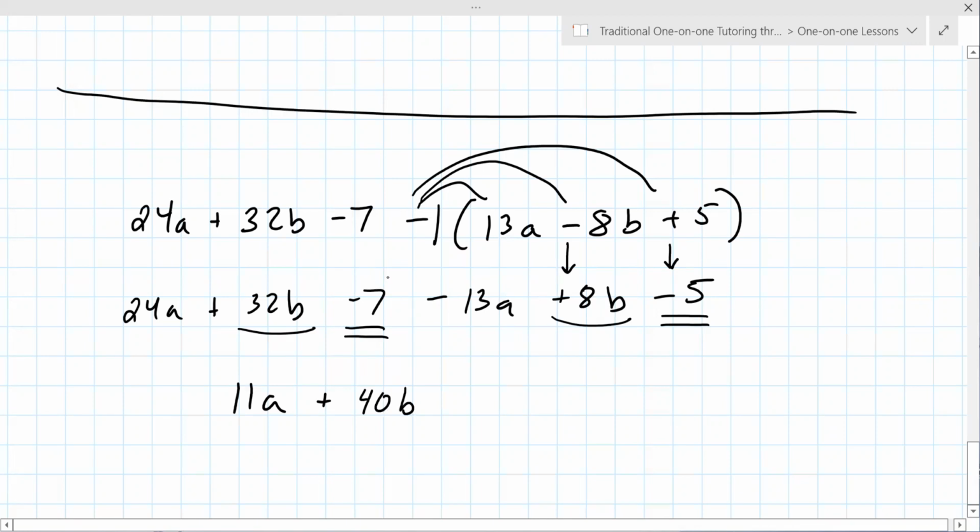And then minus 7 minus 5. That's our last term that we've got to combine. They're both negative, so you keep the sign and then you add the numbers. Oh, I add. So -12.